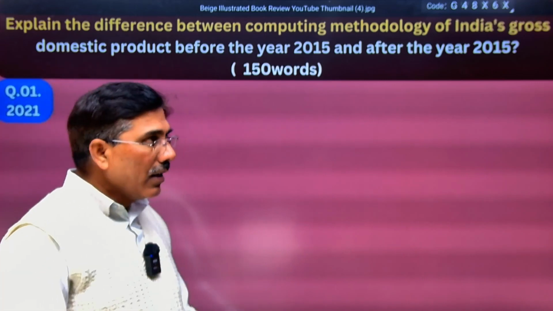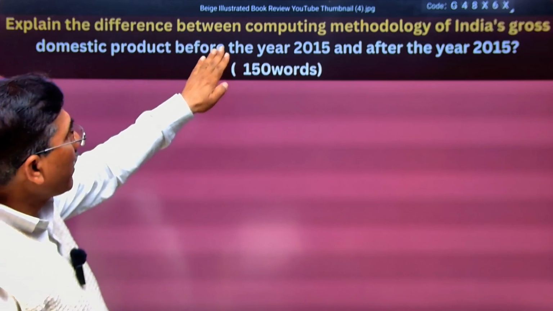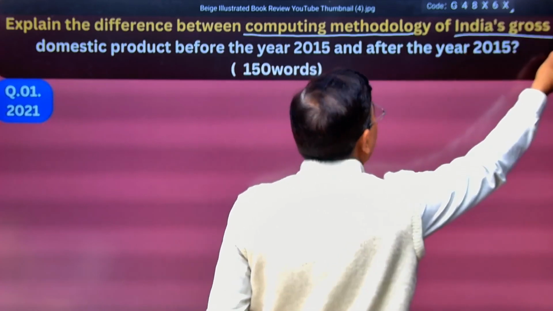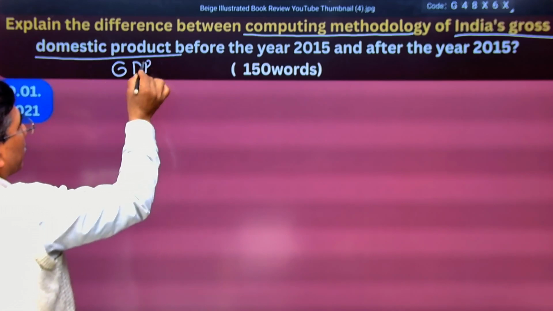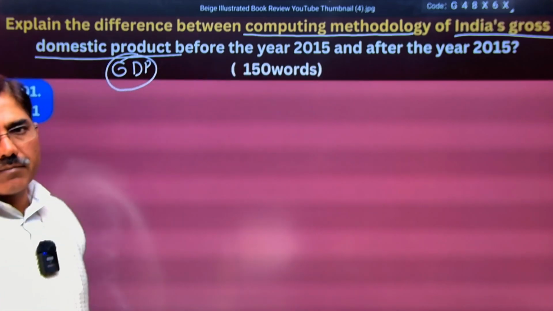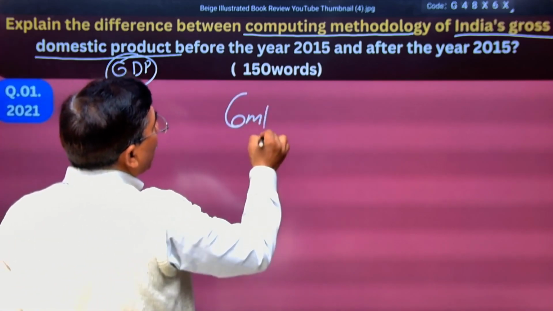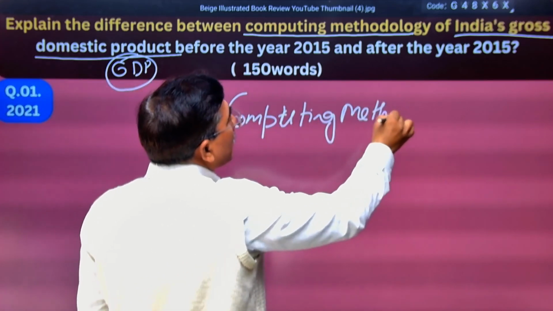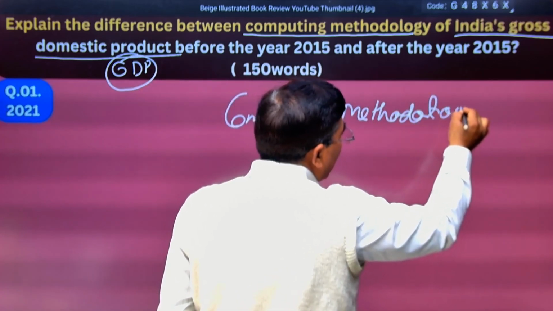Now I start. First, go through this question: explain the difference between the computing methodology of India's gross domestic product, or shortly GDP, before 2015 and after 2015. The question is simple. This question is asking about computing methodology.